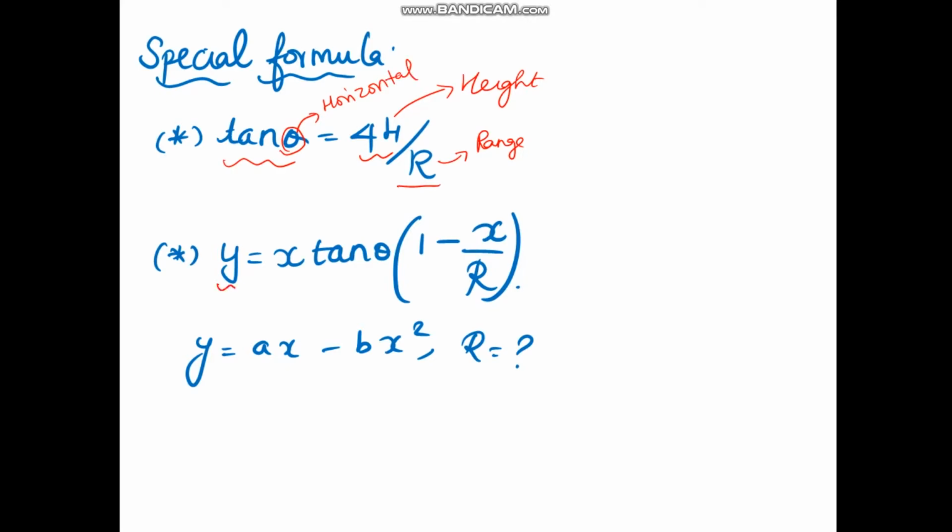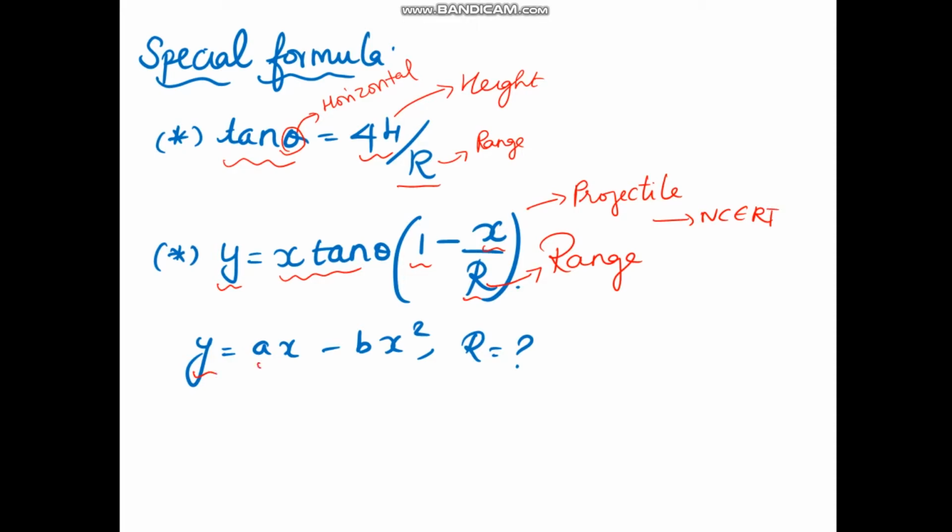And we have another equation, y is equal to x tan theta into 1 minus x by r. Here also the r represents the range. This is an equation for the path of projectile, and this is given in NCERT also, on the last page of the chapter in the questions section.